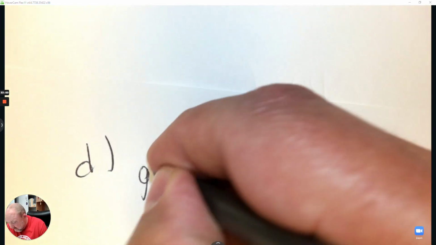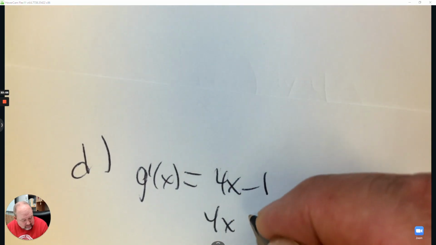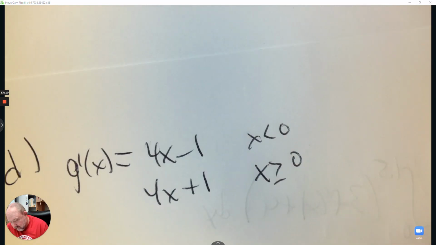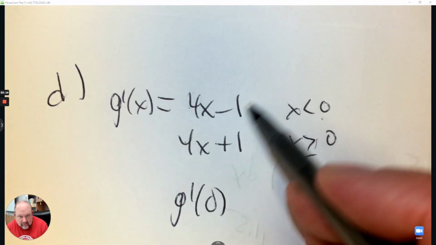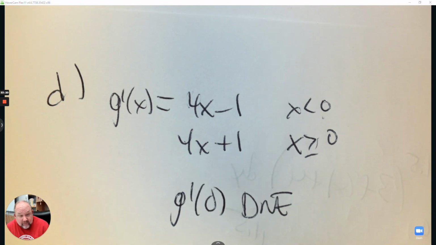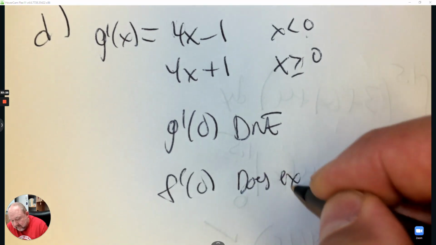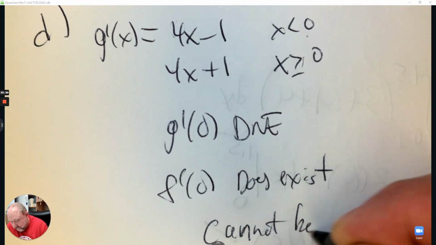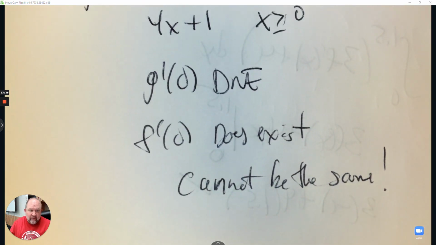So the derivative of g is going to be 4x minus 1 and 4x plus 1. The derivative at 0, when I plug 0 into the top and 0 into the bottom, I have two different answers. So it doesn't exist. And when I look at f at x, the derivative does exist. So for f at 0, the derivative does exist. So therefore, it cannot be the same function, because for one, the derivative exists, and for the other, it doesn't.